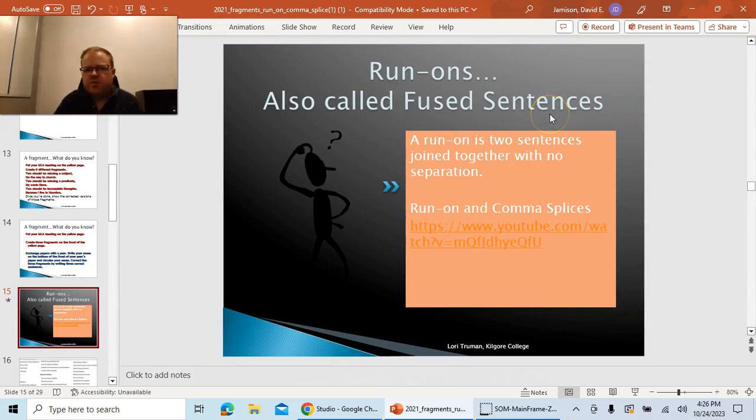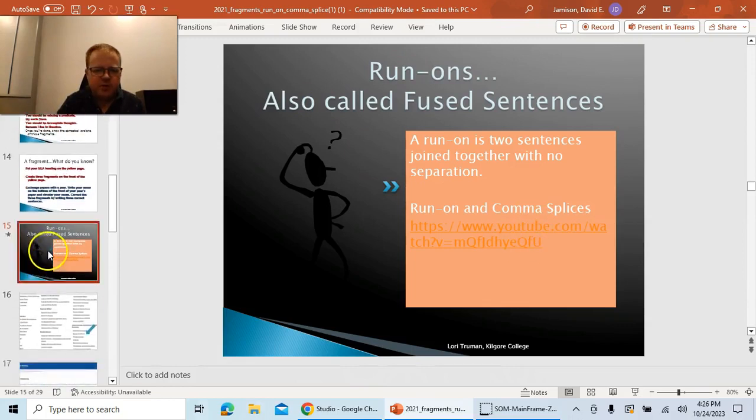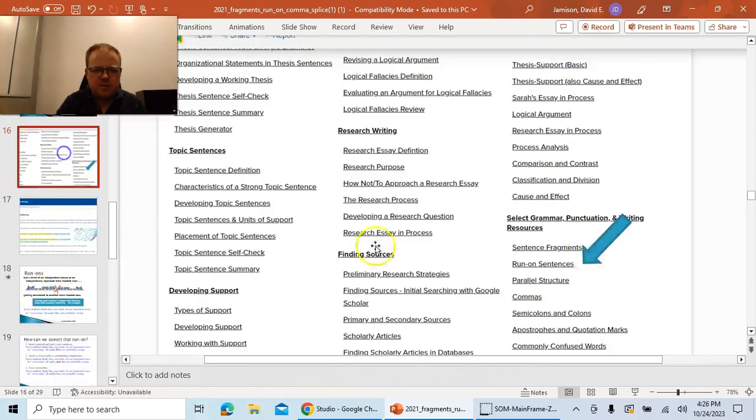Run-ons also cause fused sentences. A run-on is 2 sentences joined together with no separation. These are a little simpler than fragments. This video probably doesn't work anymore, so we're going to ignore that. If you want to look up run-ons and fused sentences in the OER, you can look there. It's towards the end. I'll post the OER in our class.